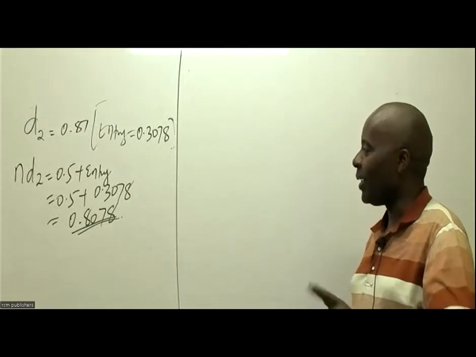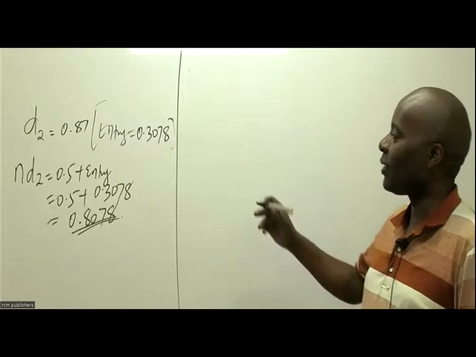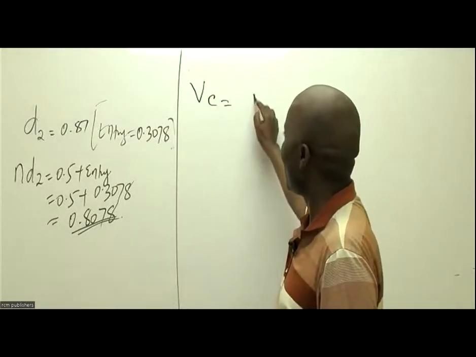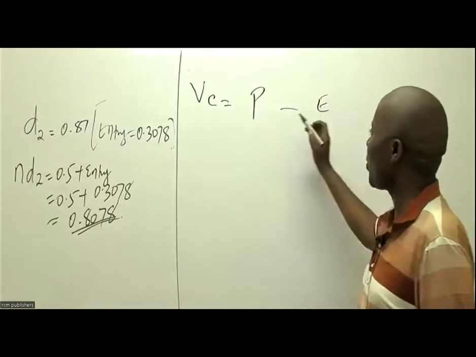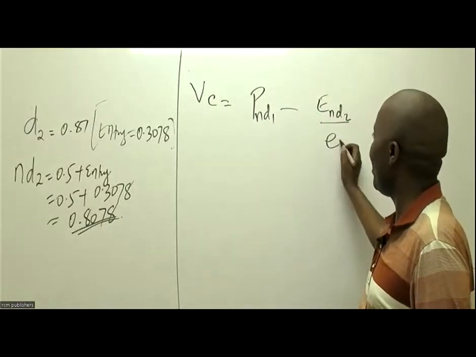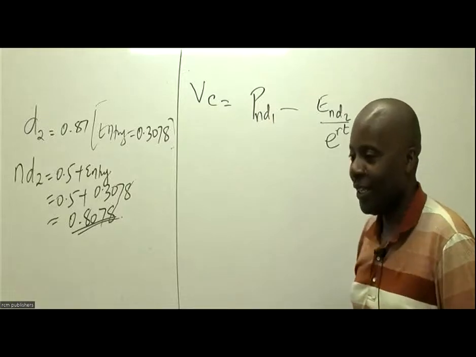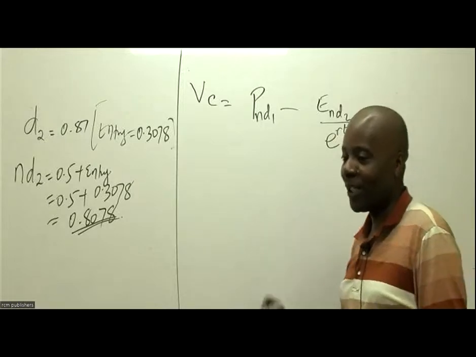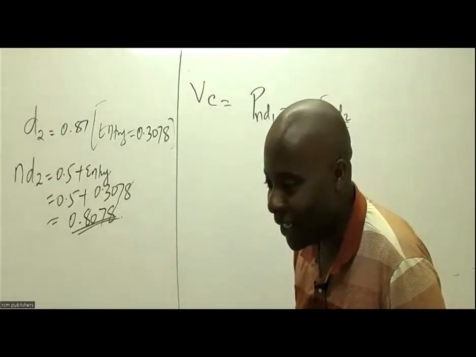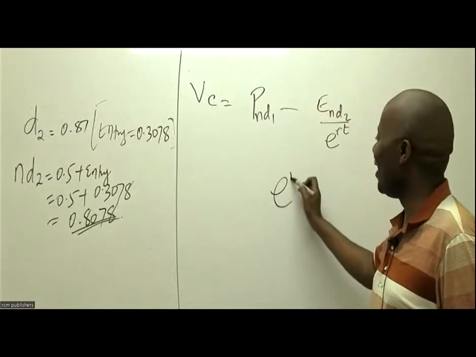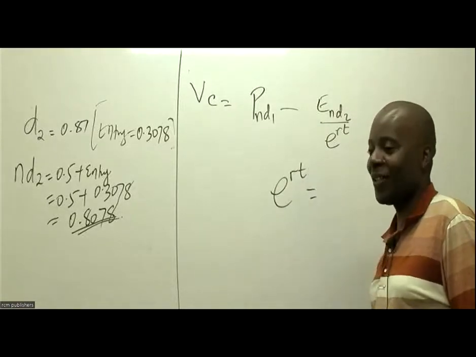Now, that one will pay me, beyond advanced financial management. Now, come here, so value of a call option. So this is N(d1), this is N(d2) over e raised to rt, like that. Great. So first of all, we handle here e raised to rt.